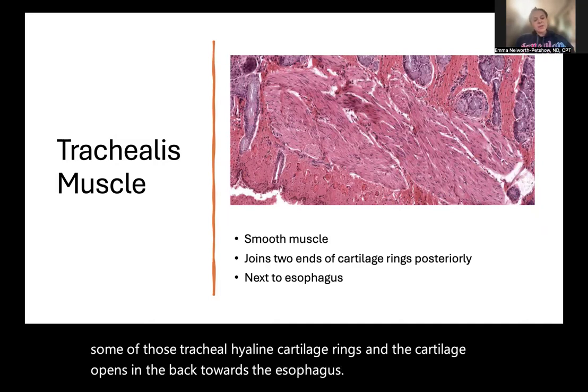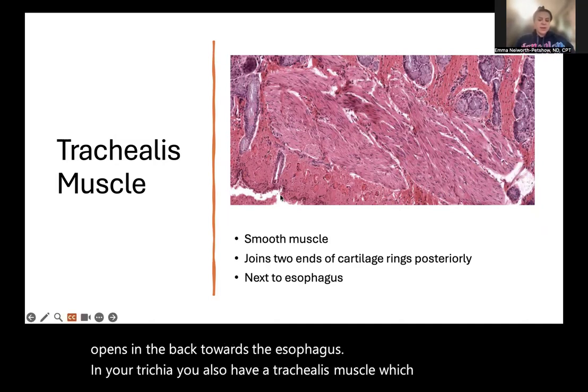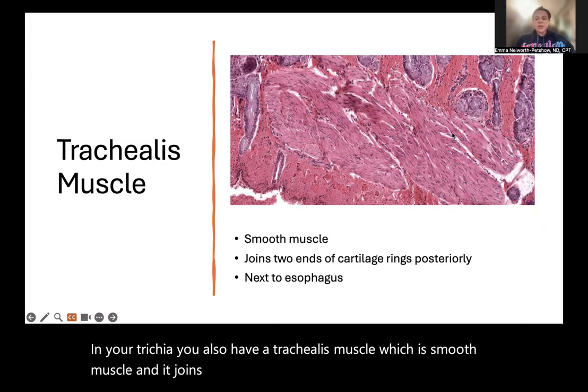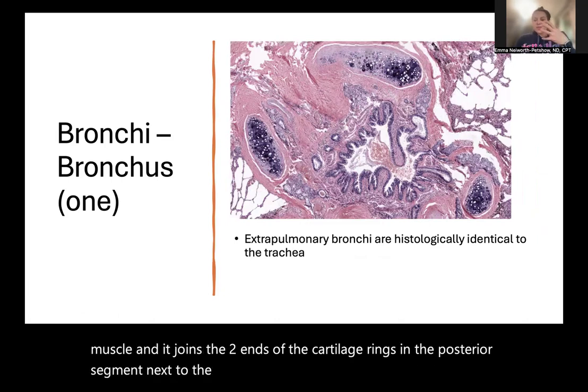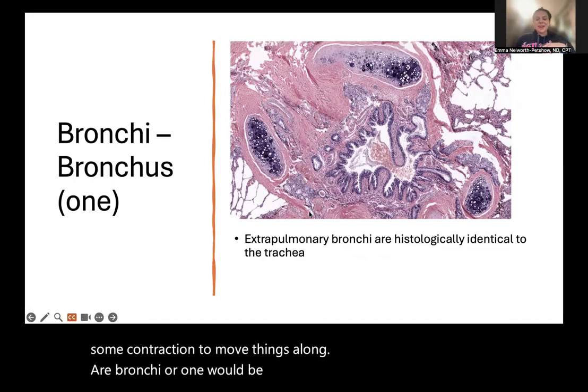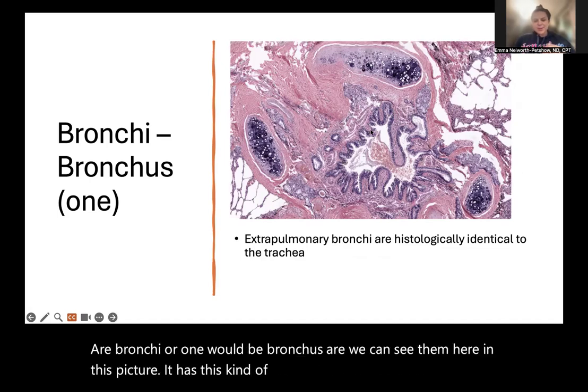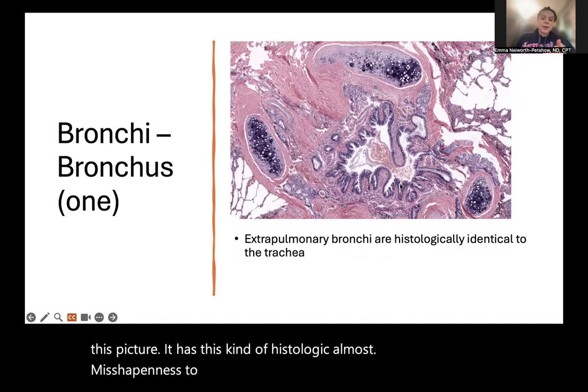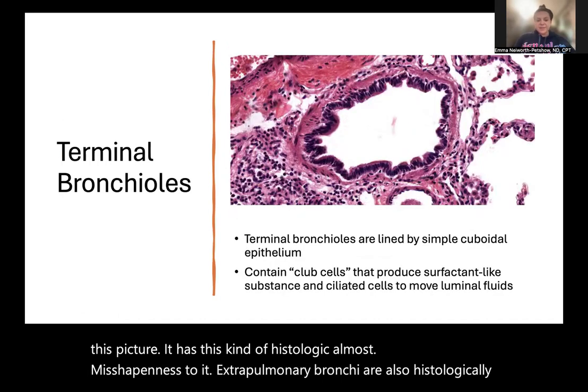In your trachea, you also have a trachealis muscle, which is smooth muscle, and it joins the two ends of the cartilage rings in the posterior segment next to the esophagus and allows for some expansion and some contraction to move things along. Our bronchi, or one would be bronchus, we can see them here in this picture. It has this kind of histologic, almost misshapenness to it. Extrapulmonary bronchi are also histologically identical to the trachea.